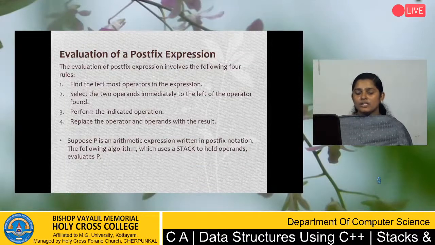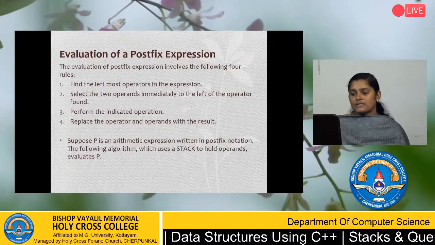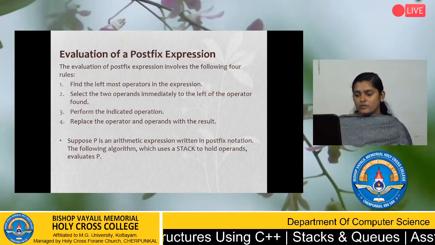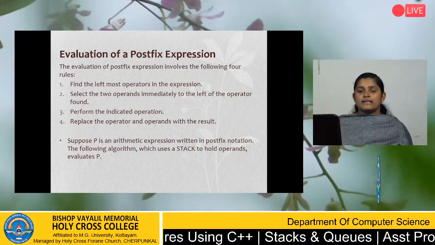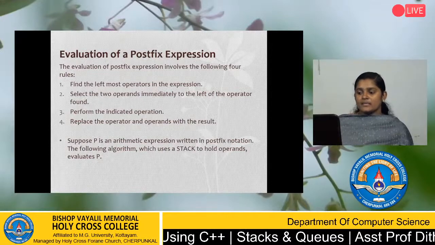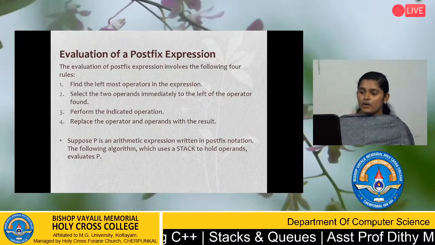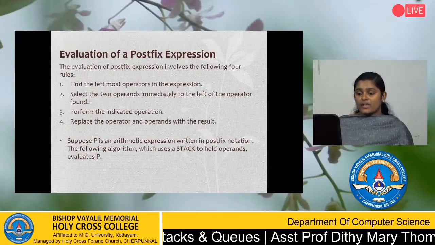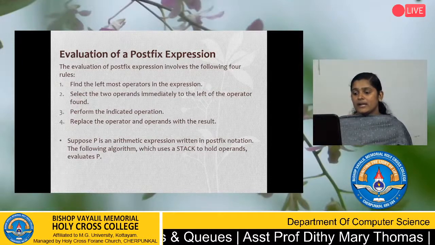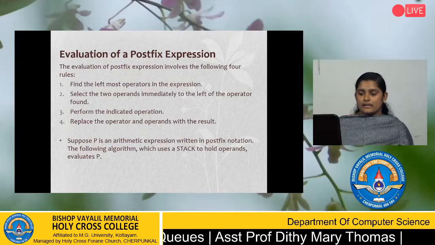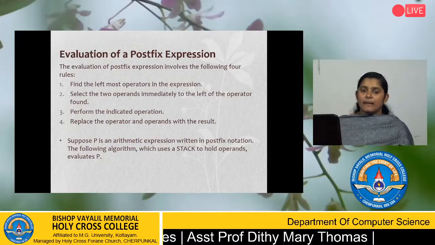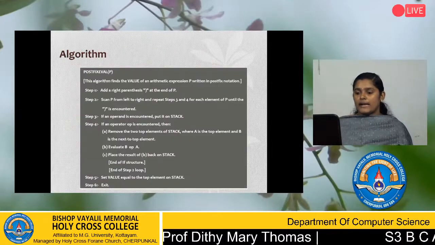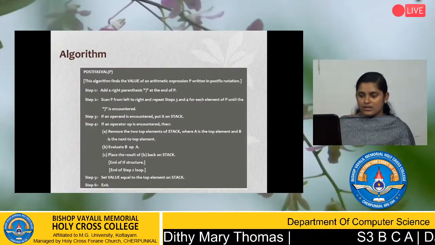The evaluation of a postfix expression involves the following 4 rules. First, find the leftmost operator in the expression. Second, select the 2 operands immediately to the left of the operator found. Third, perform the indicated operation. Fourth, replace the operator and operands with the result. These are the main 4 rules. Then we can go to the postfix evaluation algorithm.